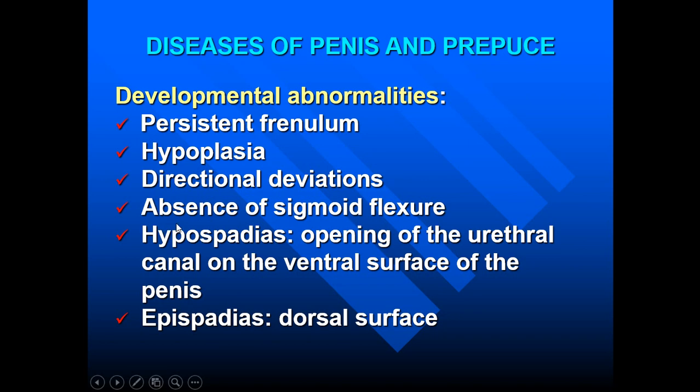or absence of sigmoid flexure. This can be found only in bovine, the cattle. Or hypospadia, opening of the urethral canal on the ventral surface of the penis. So the opening of the urethra is abnormal. It can be on the ventral side of the penis, or epispadia. Epispadia is different. In epispadia, the opening of the urethral canal will be on the dorsal surface. Dorsal surface will be on the upper side.